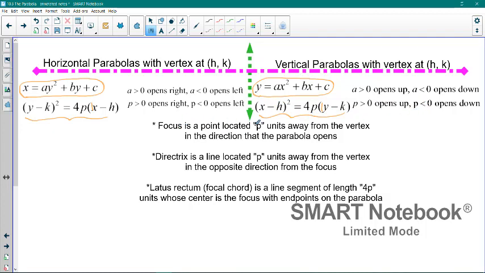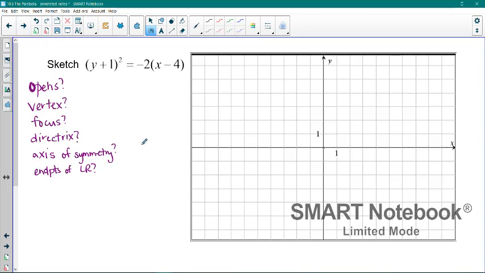The focus is still p units away from the vertex in the direction the parabola opens. The directrix is still a line p units away from the vertex in the opposite direction from the focus. And the latus rectum, otherwise known as the focal chord, still has a length of 4p, and the focus is in the middle of that. Exactly the same, just with a different vertex besides the origin.